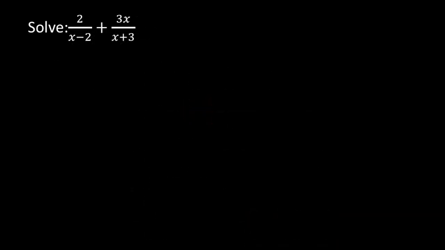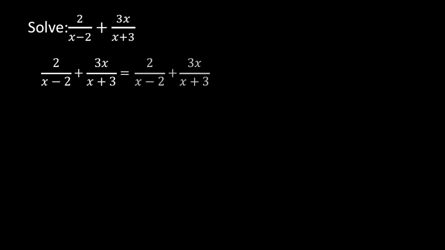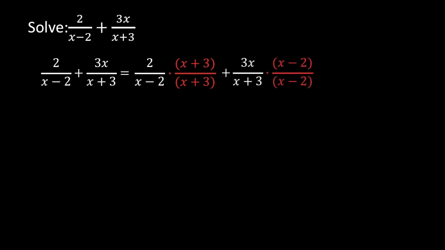In this case, we again see that the denominators are not the same. We think of expressions which we can multiply to the first expression and the second expression to make the denominators equal without changing the expressions. In this case, we multiply x plus 3 over x plus 3 to the first expression and x minus 2 over x minus 2 to the second expression.